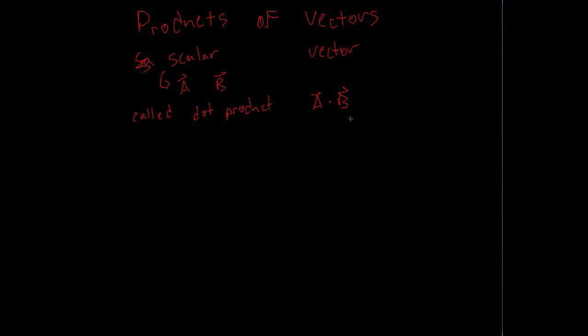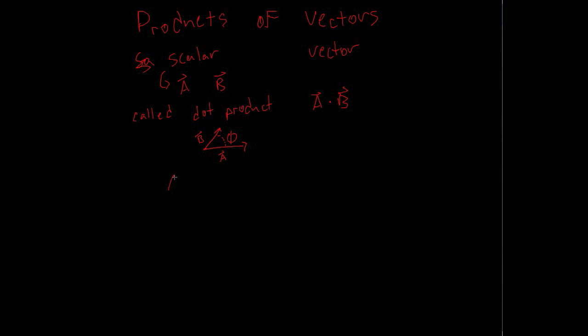Okay, so how this works, say we've got our two vectors. Let's go with vector A and vector B. You're going to draw them with their tails at the same point. So here's vector A and here's vector B, and you've got some angle in between, call this phi.